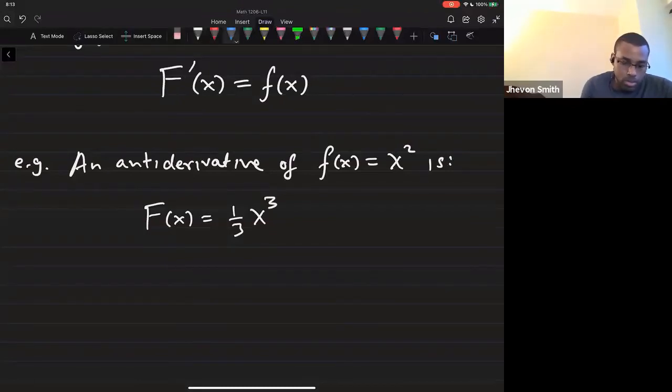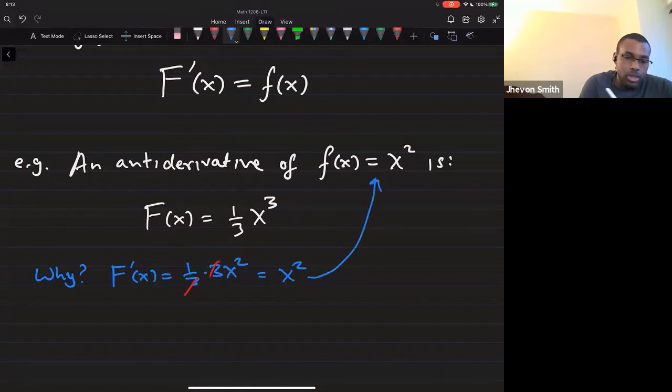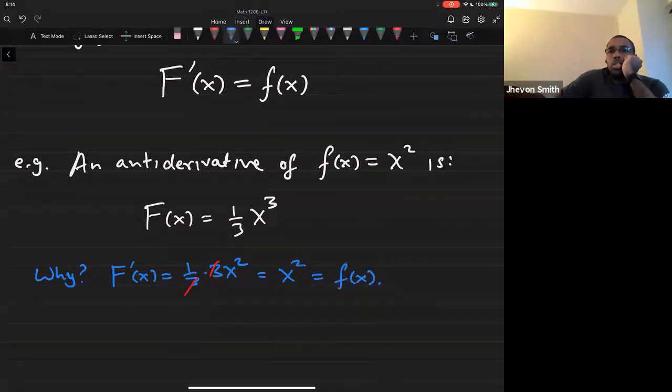How do I know? Why? Because if I take F prime, I would get 1/3 times 3x squared. The 3's would cancel, and I would just get x squared, which is the original function. So that is equal to the original f of x. Okay. So 1/3 x cubed is a function that if I were to differentiate it, I would get x squared. Therefore, I can say an antiderivative of x squared is 1/3 x cubed.